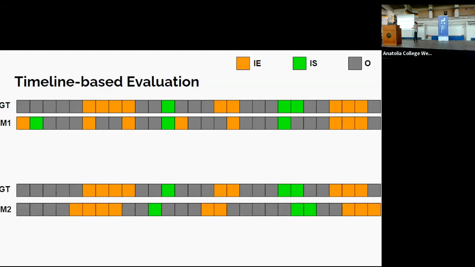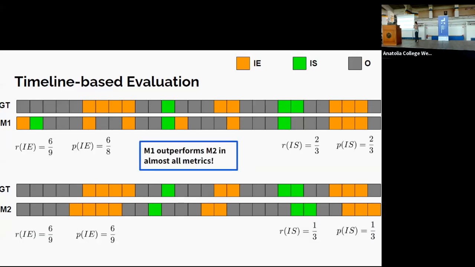And then you have the same ground truth timeline. And here what you see is that this model captures the regions better, but is slightly going ahead. Now, if you use your standard recall, precision, F1 metrics, the first system will always outperform this one. So it's really important how you choose the right metrics.